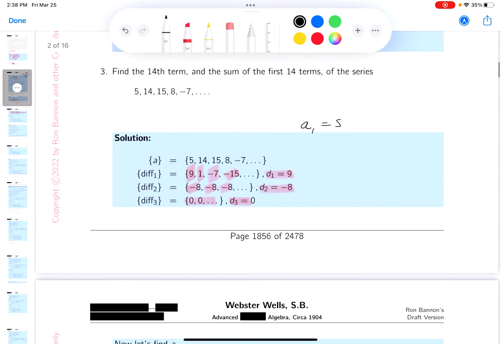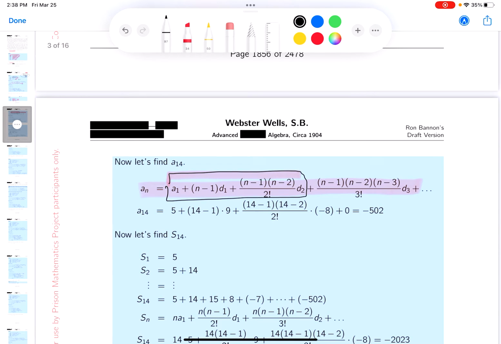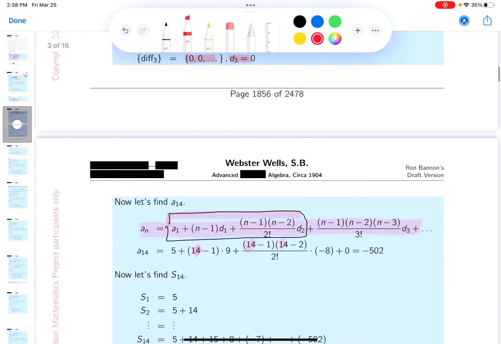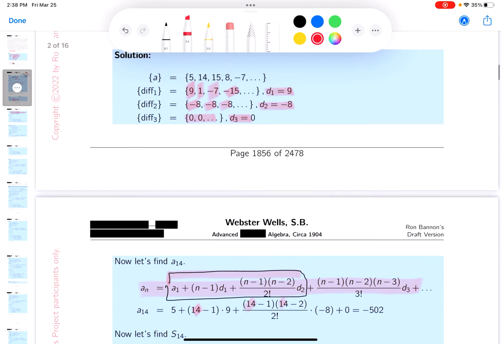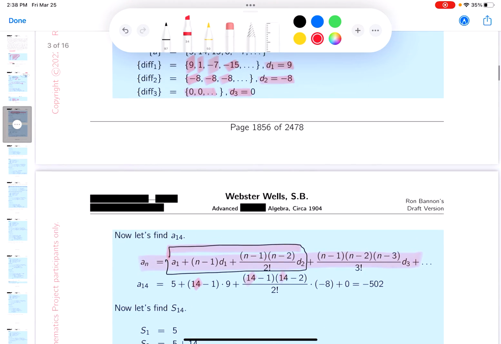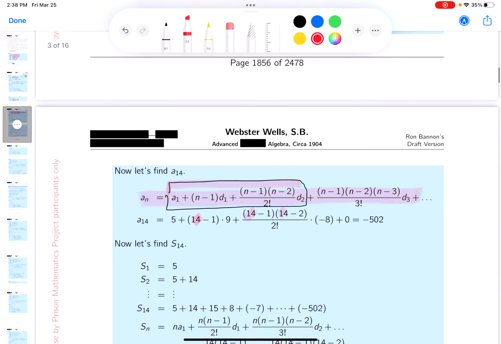What do I want again? I want A14. So wherever I see N, I'm going to put 14 down. I see an N here, that's 14. I see 14 there, 14 there. And now, what's A1? Let's go back over here. A1 is 5. What's D1? D1 was 9. And what was D2? Minus 8. Remember, everything after that is going to be 0. Now, I'm not going to do the computation for you, but assuming that you do the computation, you should get this number over here.